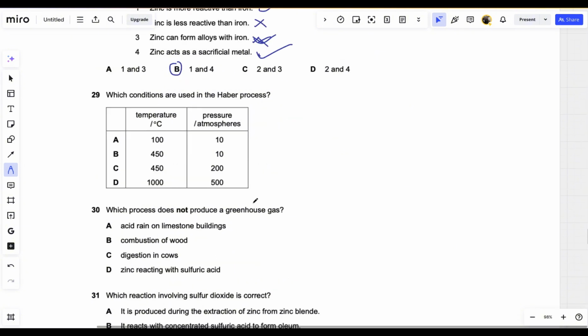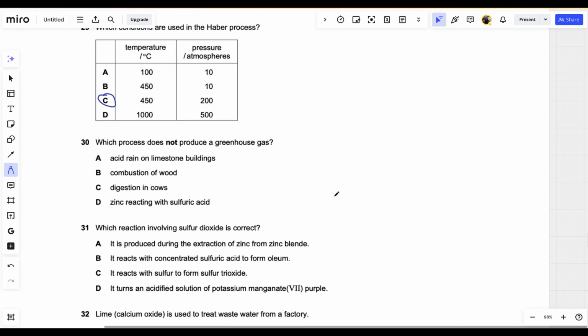We go to question 29. Which conditions are used in the Haber process? Oh, we talked about this every time. Haber process: the temperature is always 450, right? And the pressure is 200 atmospheres. Please take note. This comes out almost every year. So always take note.